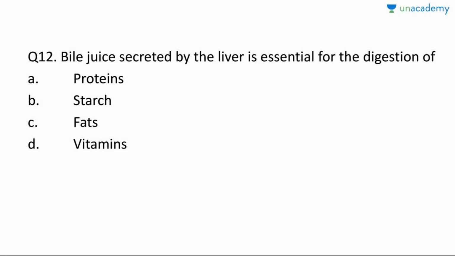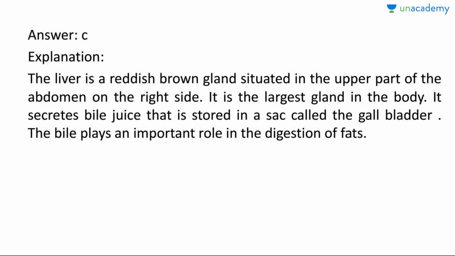Question number 12, bile juice secreted by the liver is essential for the digestion of. So it is needed in the digestion of fat. The answer here is C. The liver is a reddish brown gland situated in the upper part of the abdomen on the right side. It is the largest gland in the body and it secretes bile juice that is stored in a sac called the gallbladder, and the bile plays an important role in the digestion of fats.